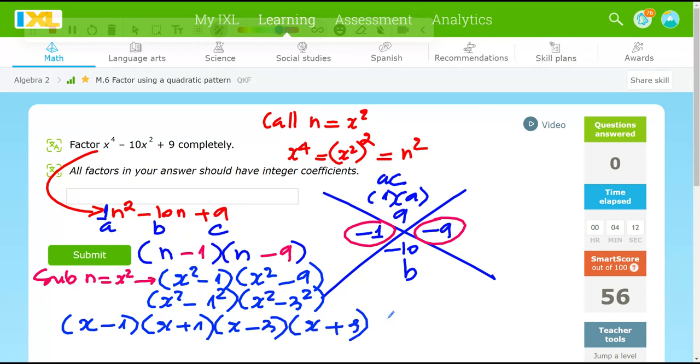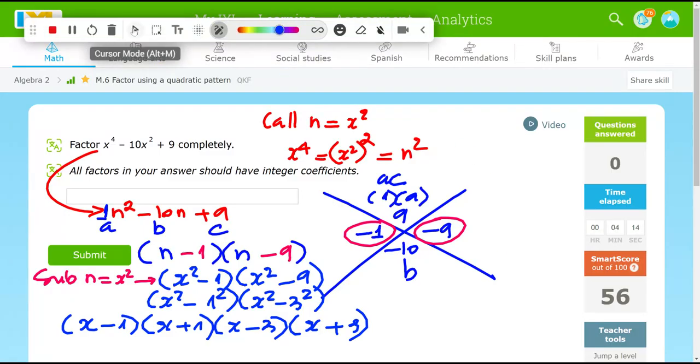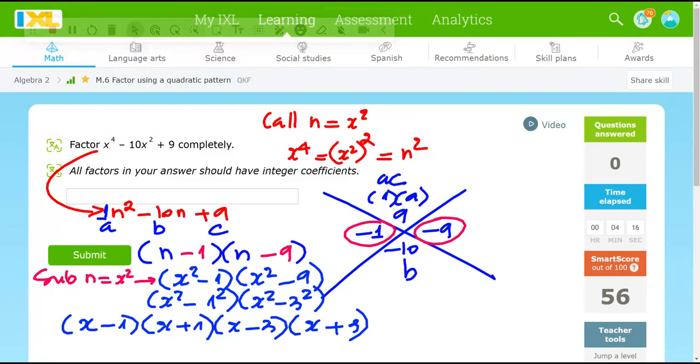So you can see over here, I entered it in. If I only enter x squared subtract 1, x squared subtract 9, it will come out as the wrong answer. So if you do it like this, it should be the wrong answer.